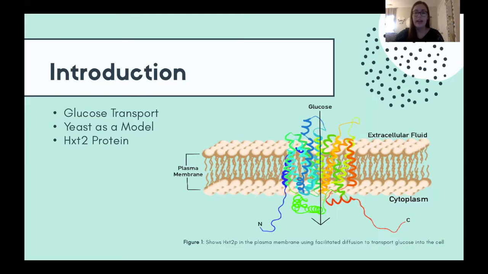HXT2 is considered a high affinity transporter. This means it is expressed under low levels of glucose. HXT4 is also a high affinity transporter, while HXT1 and 3 are low affinity transporters that are expressed under high levels of glucose.